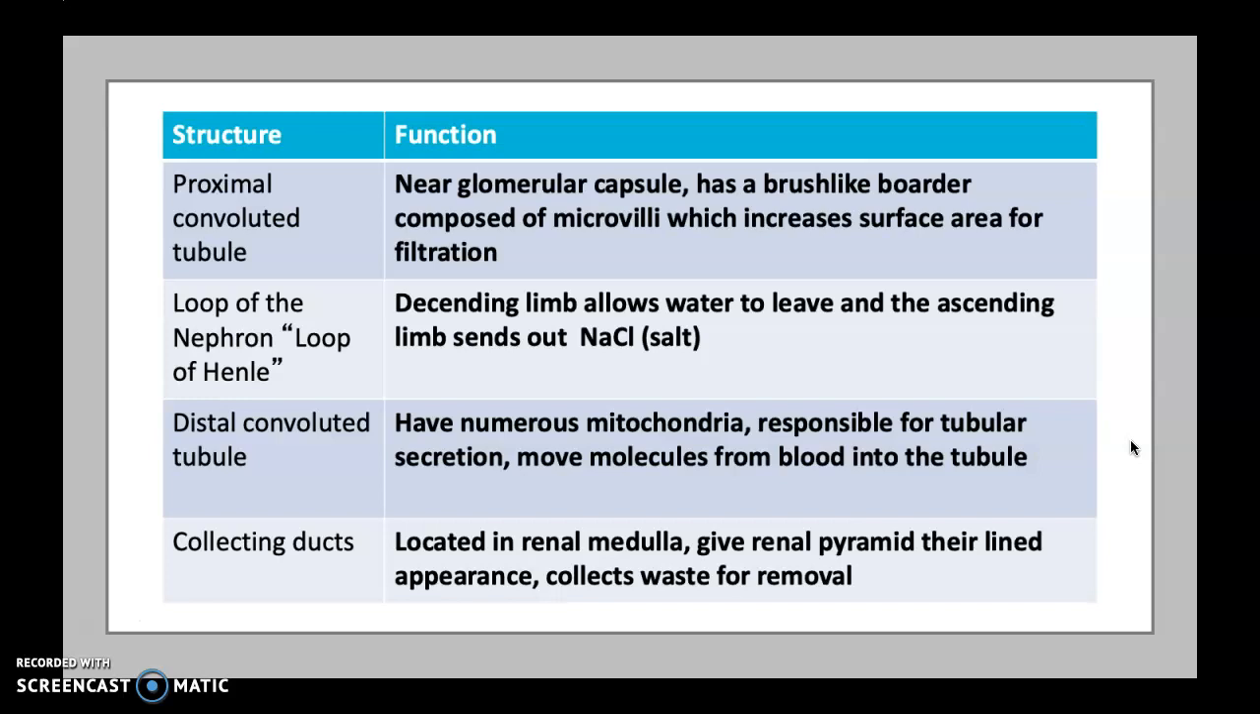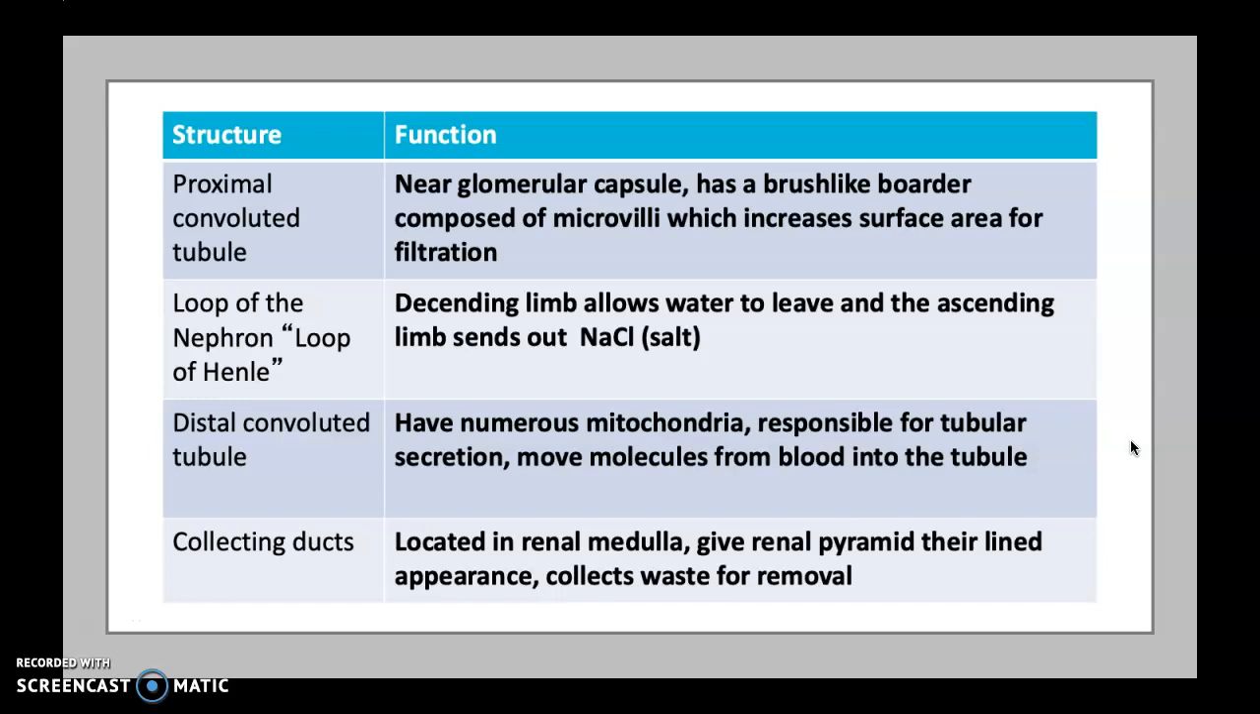We also have the loop of Henle, or the loop of the nephron. This descending limb allows water to leave, and the ascending limb sends out salt. So this is part of the filtration process through urine. Then we have the distal convoluted tubule, which has numerous mitochondria, is responsible for tubular secretion and moves molecules from the blood into the tubule. And we've got the collecting ducts, which are located in the renal medulla, and they give the renal pyramid their lined appearance, and they collect the waste for removal.